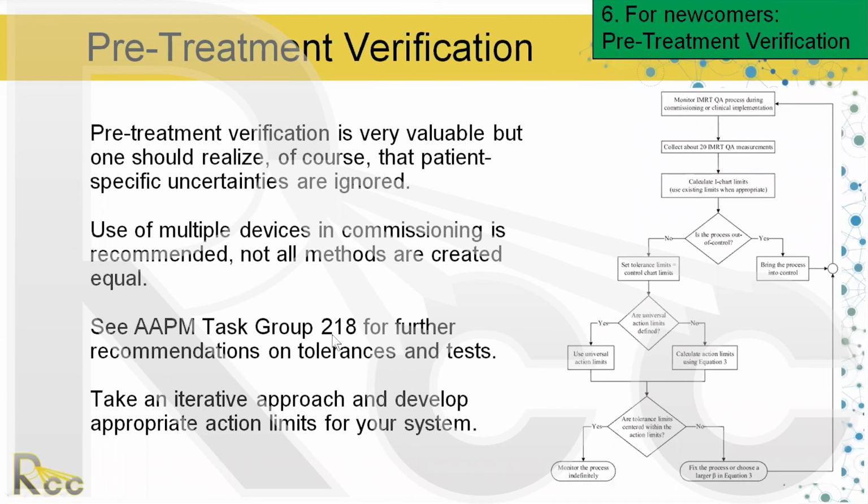TG-218 goes into more details on how to do this and how to establish your action limits. And just like the quality control system overall, or the quality management system, setting your tolerances should be done iteratively. You should dial those in to get the best you can get, and use that as your action limit. So it should be done iteratively.